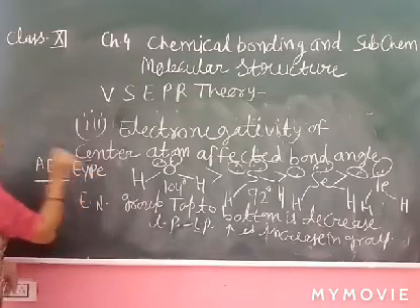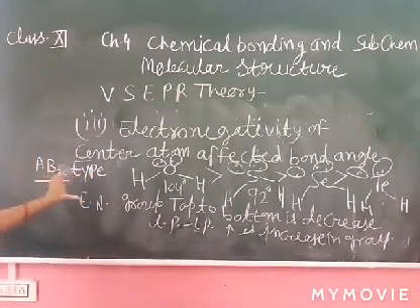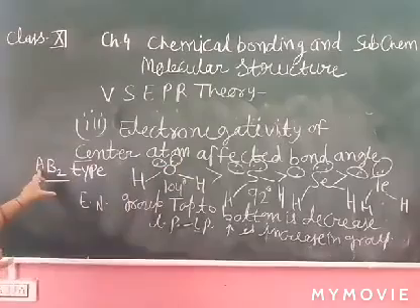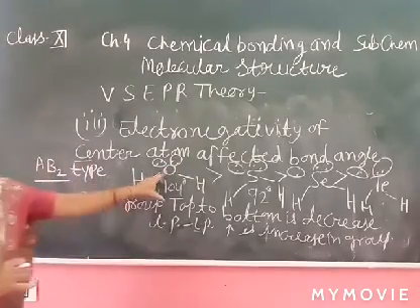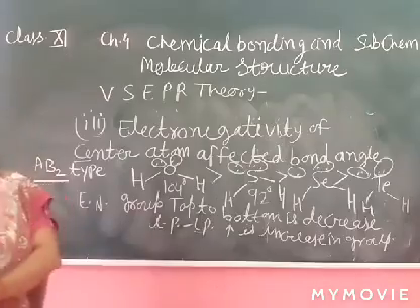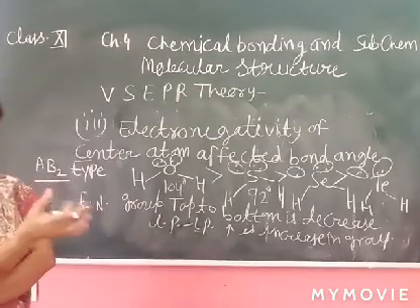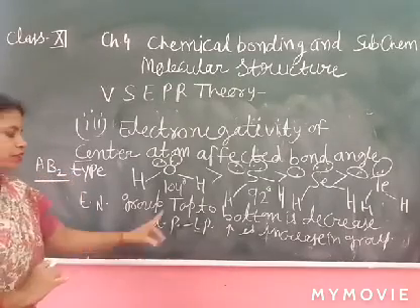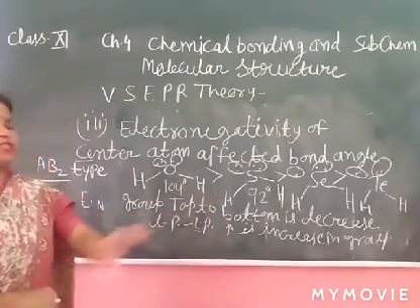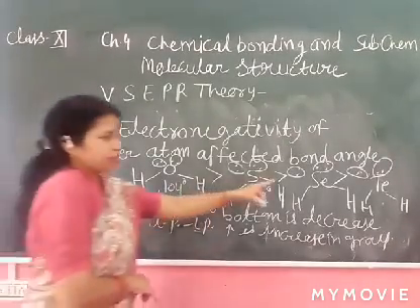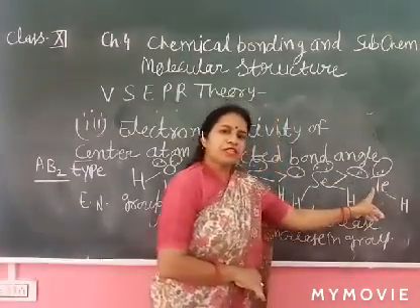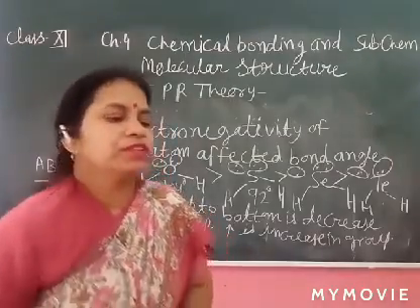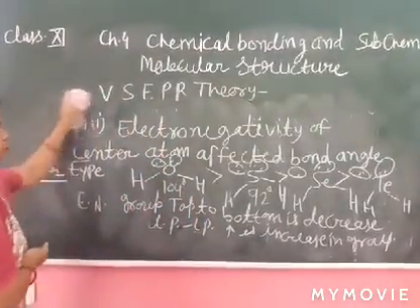So what is the point? In an AB2 type compound, if the electronegativity of the center atom is changed, then the bond angle is changed. What happened? Lone pair repulsion is increased because attraction towards the lone pair is decreased, so the bond angle is changed. Now the next point, the fourth point.